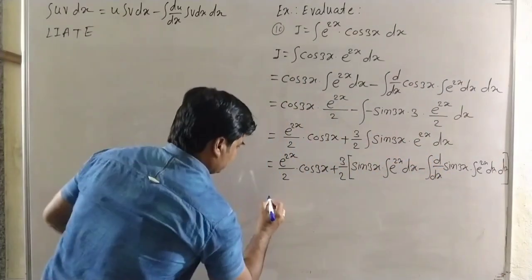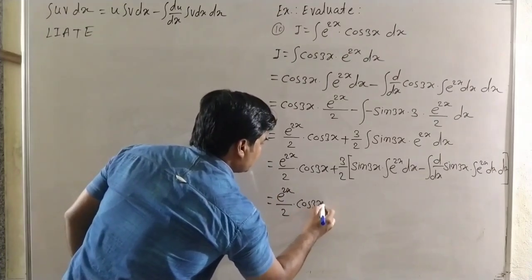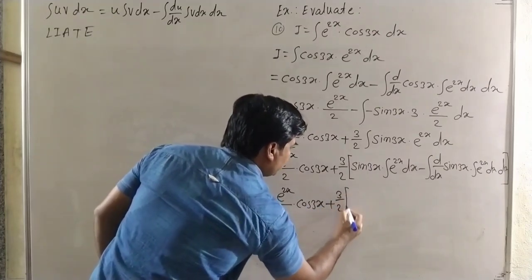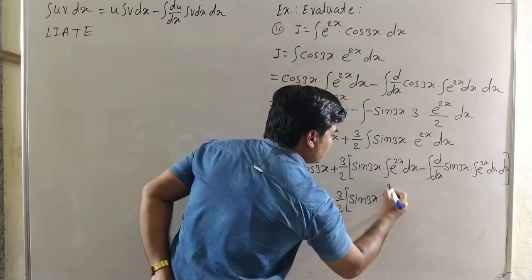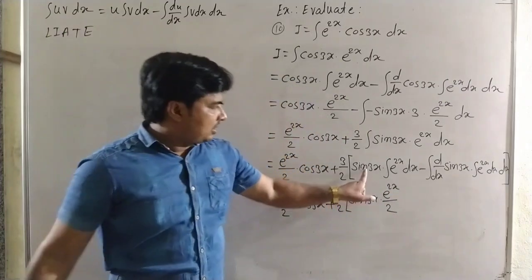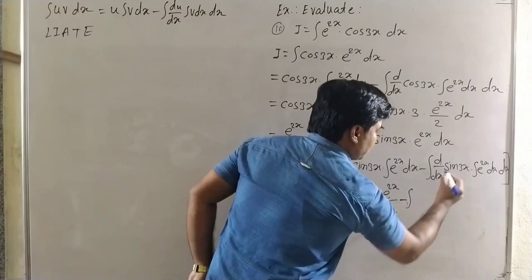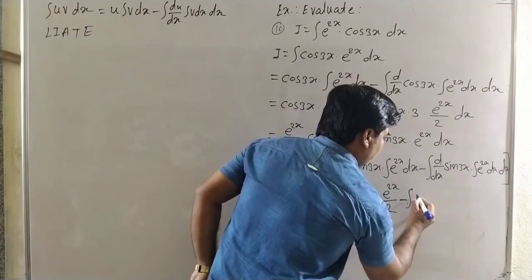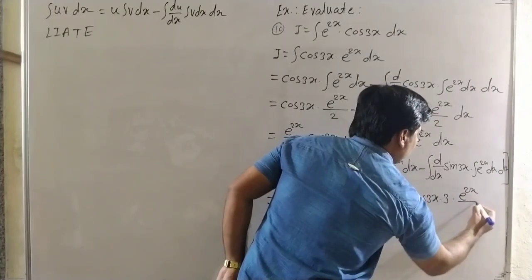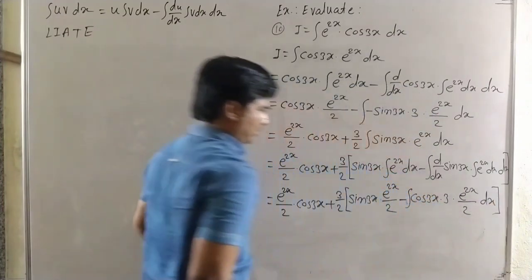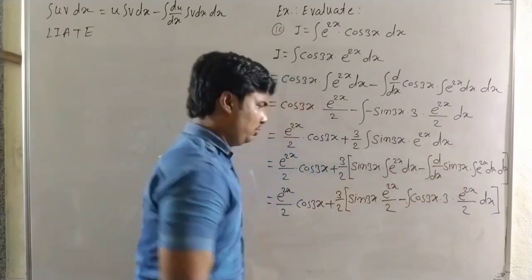Okay. Now e raised to 2x upon 2 into cos 3x plus 3 by 2 into, see carefully here, sin 3x as it is, and the integral of e raised to 2x is e raised to 2x upon 2, minus the integral of the derivative of sin 3x, which is cos 3x into 3, into e raised to 2x upon 2 dx. See carefully, here the integral of e raised to 2x and the derivative of sin 3x.